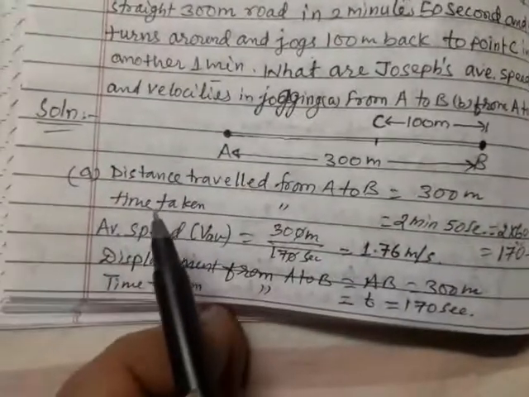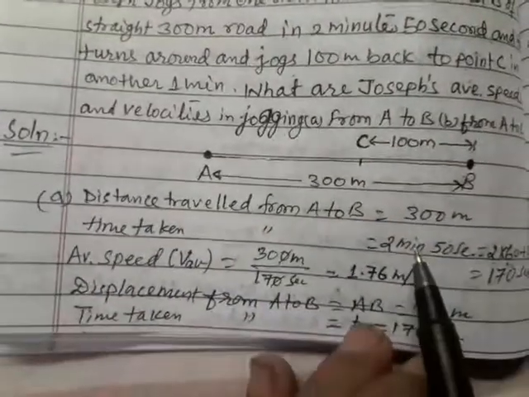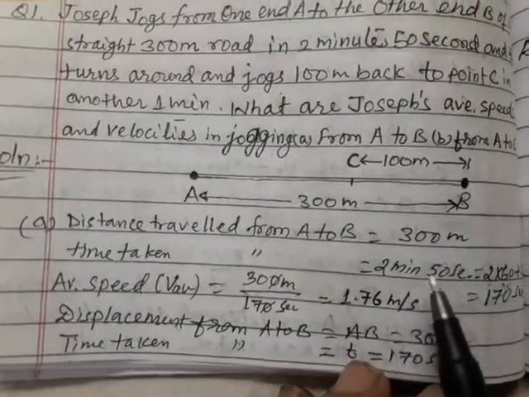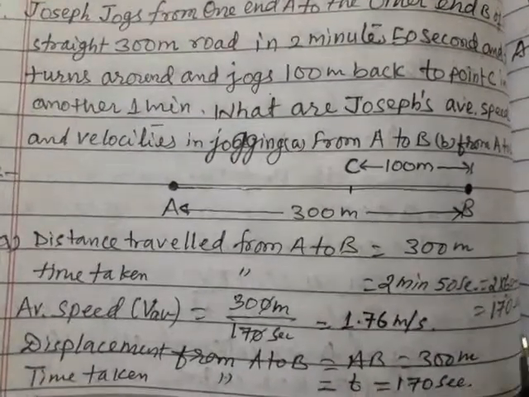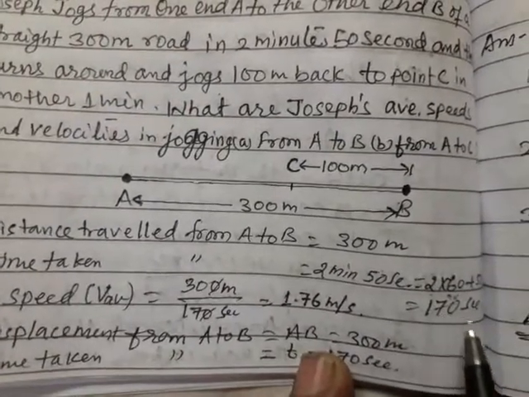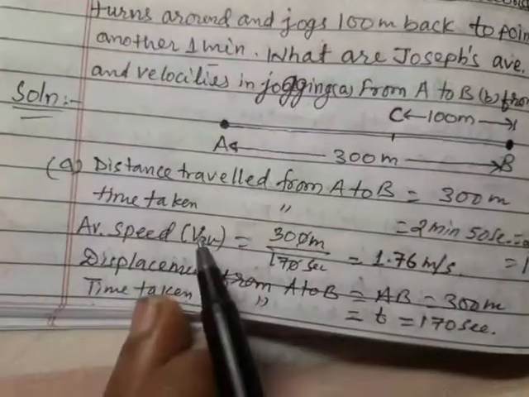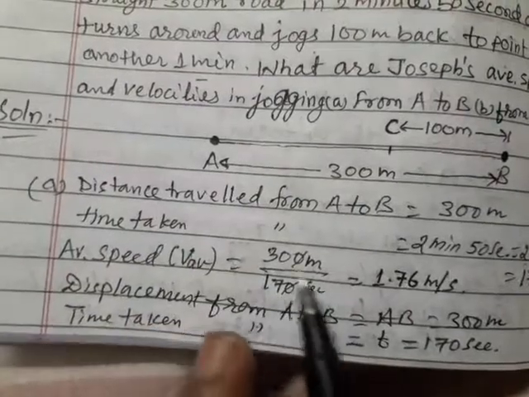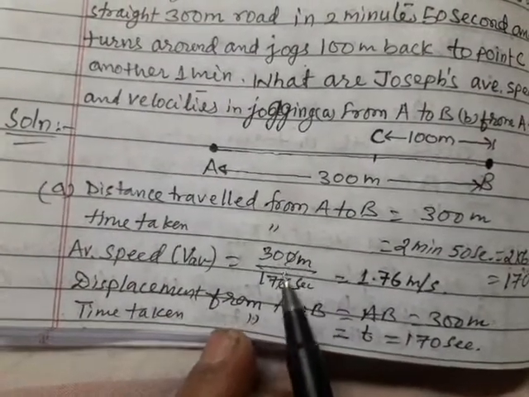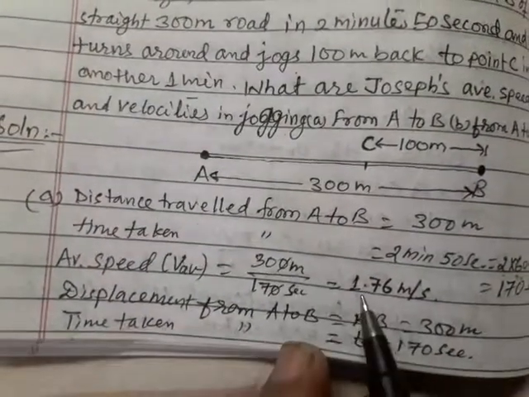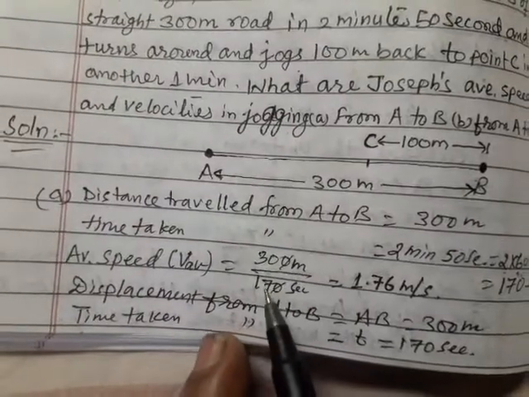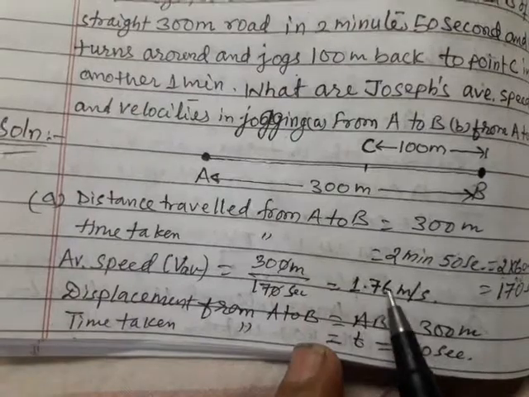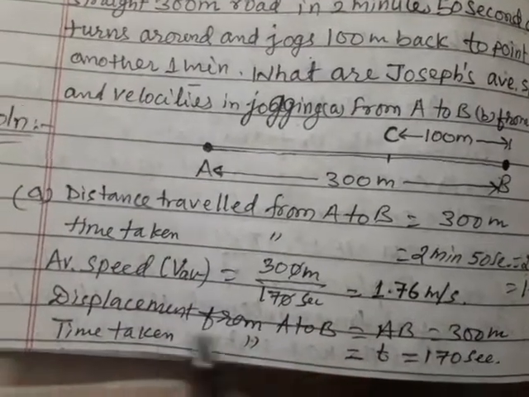Then time taken during this A to B is 2 minute 50 second. This is equal to 170 second. Therefore, average speed from A to B is equal to total distance traveled by total time taken. This is 300 meter by 170 second. By calculation, it comes 1.76 meter per second.